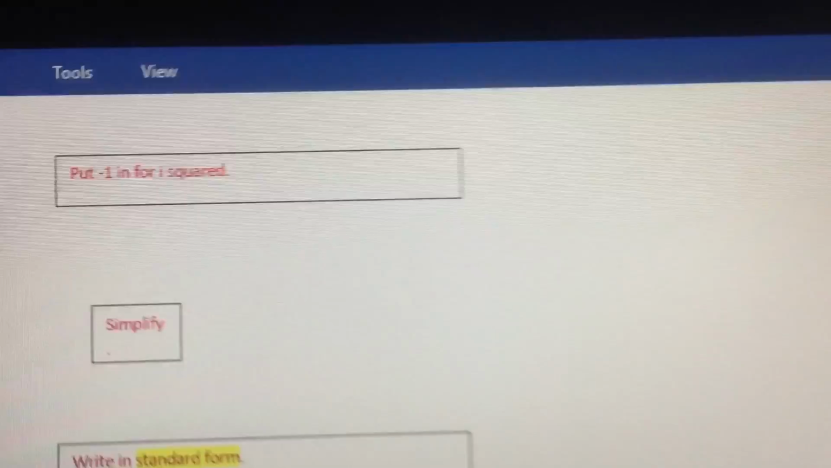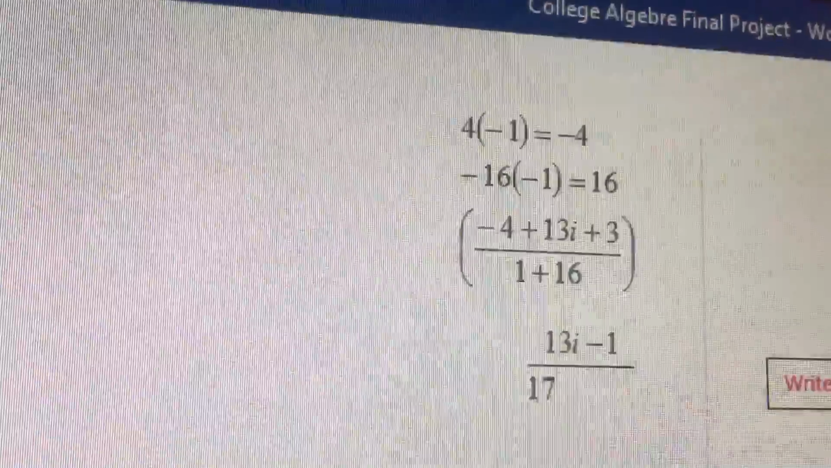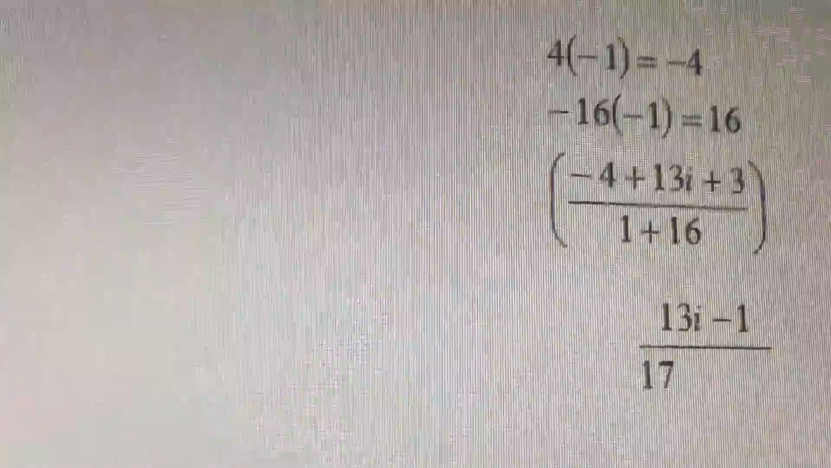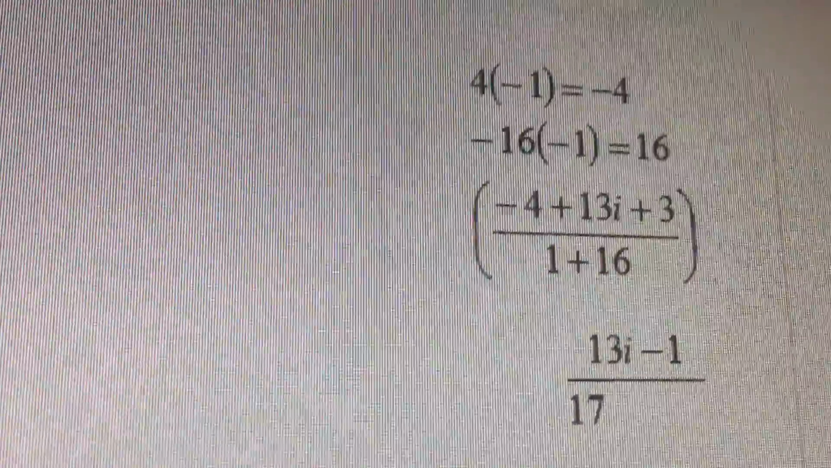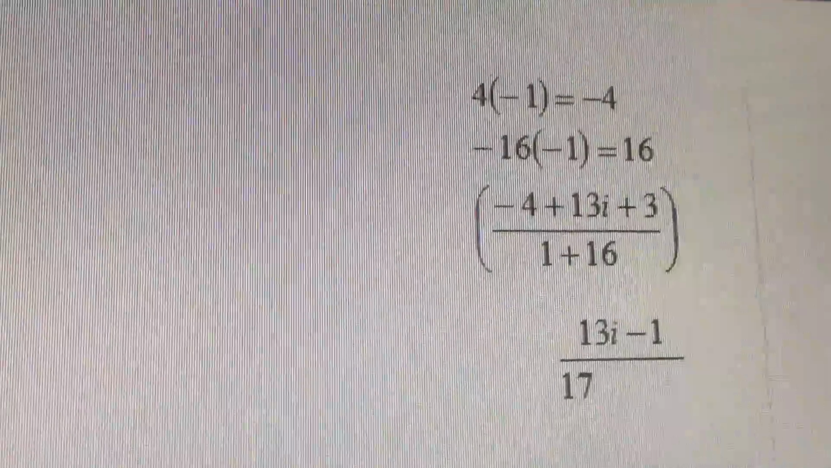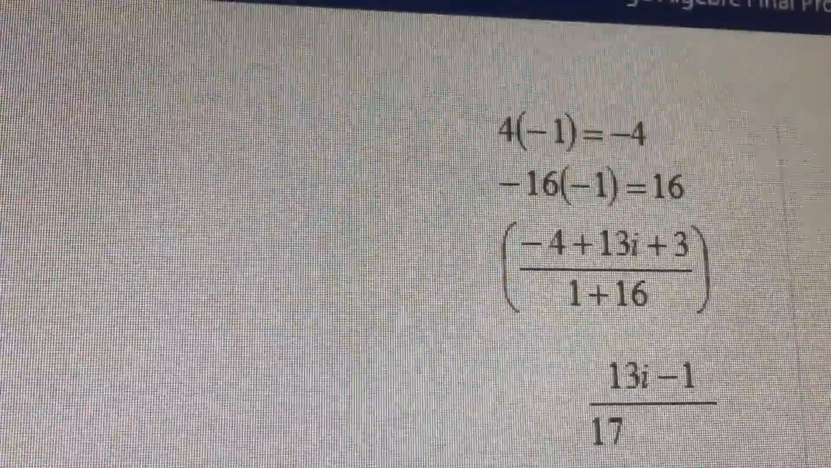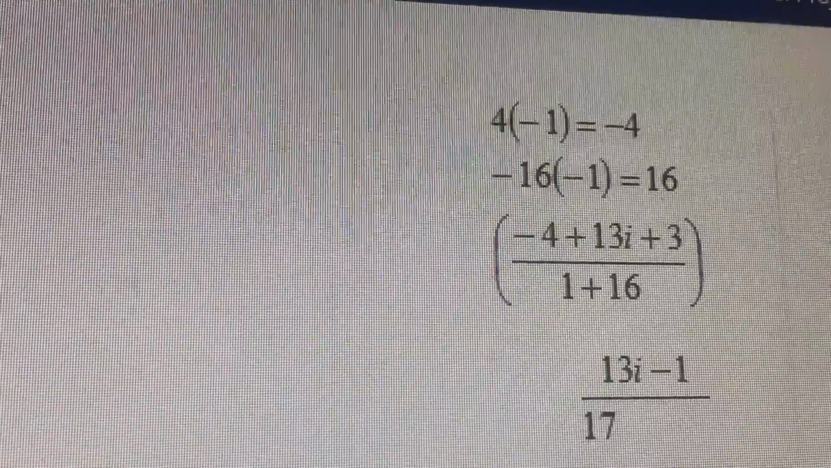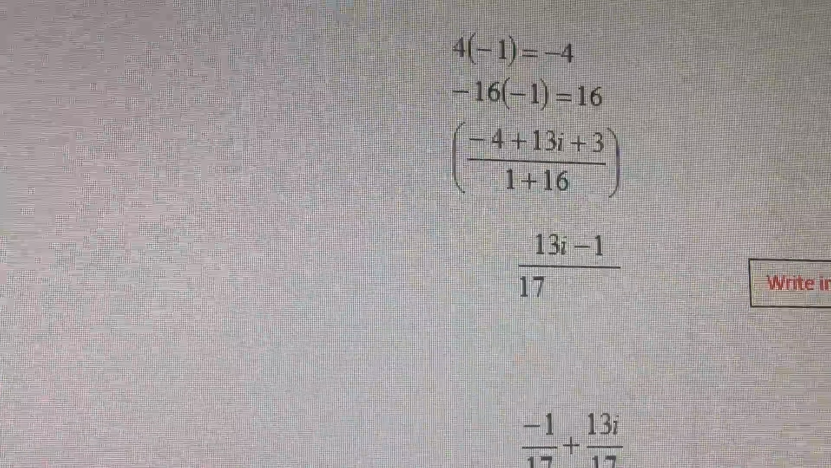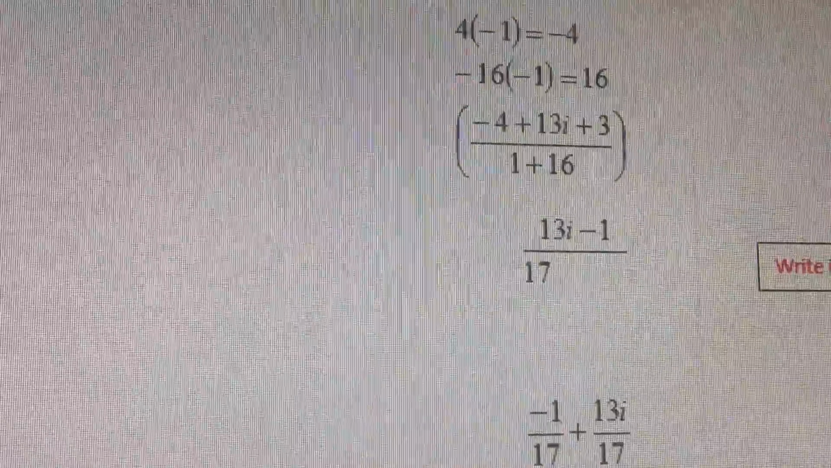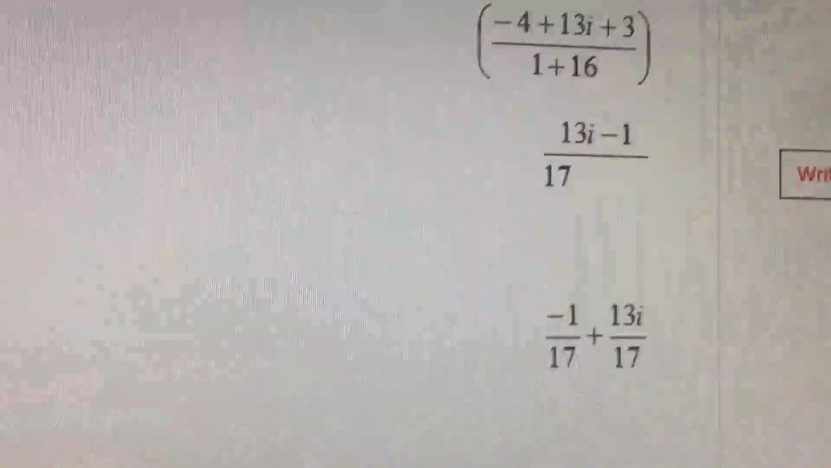Okay, so then we put -1 in for i squared. So over here I did that. So we had a 4i squared earlier, so we're putting a -1 in there, and we had a -16i squared earlier, so we're putting a -1. So we're just multiplying them by -1. So we end up with -4 plus 13i plus 3 over 1 plus 16. Then we just simplify. So that would simplify to 13i minus 1, and then 17 in the denominator.